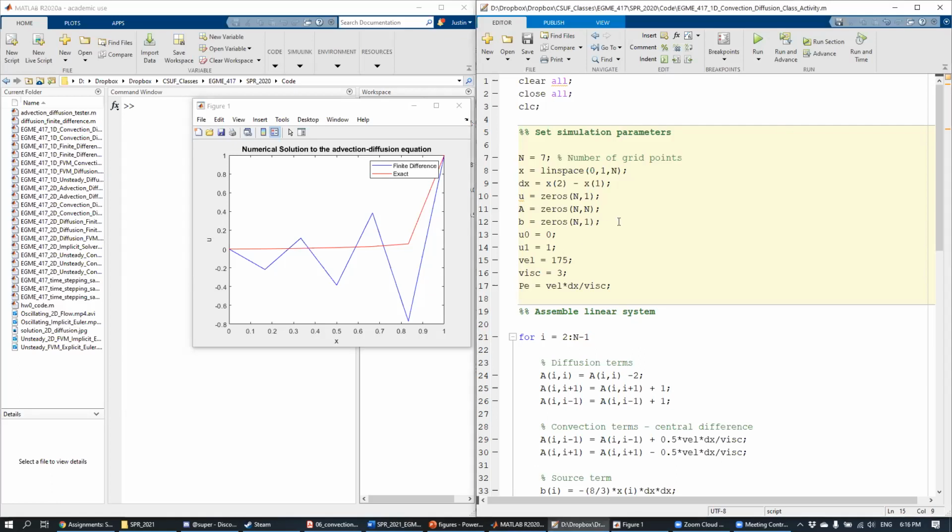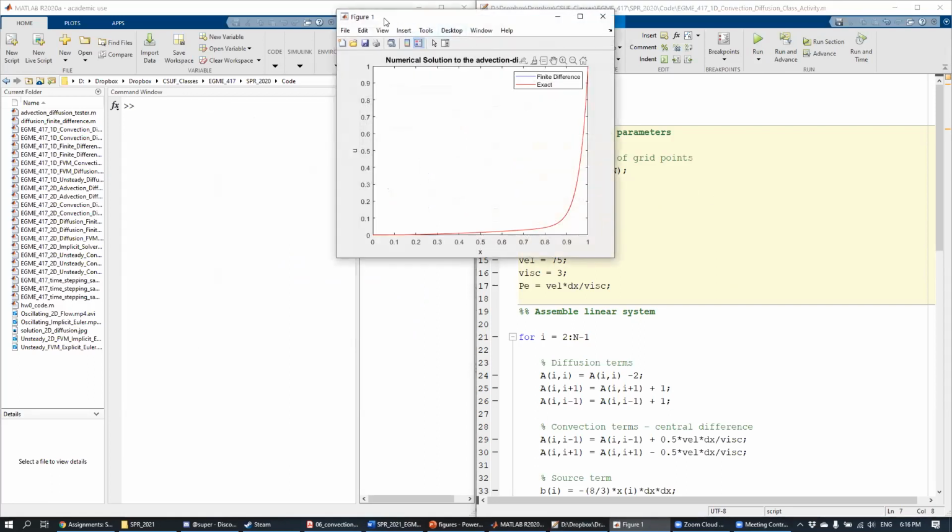But while I'm here, I will tell you that central difference isn't bad. You can actually get central difference to work with a convection scheme. The only thing you have to do is make sure that your grid is refined enough. So instead of 7 grid points, let me choose 101 grid points.